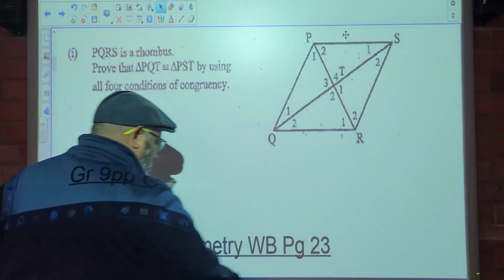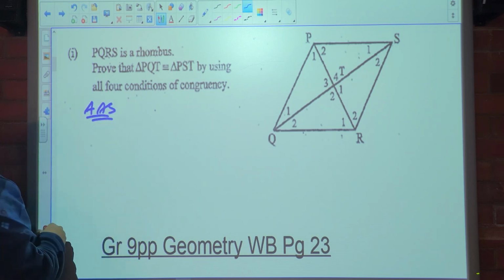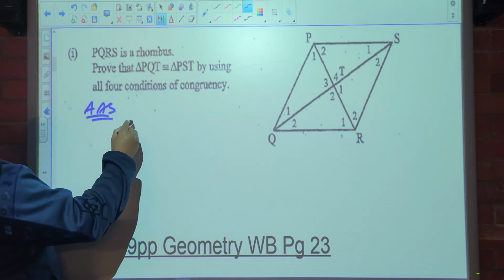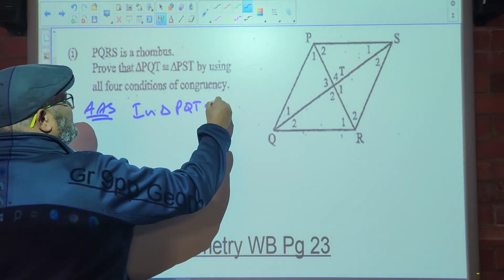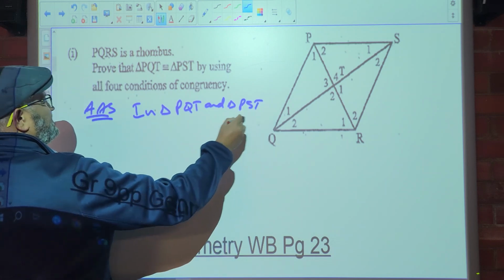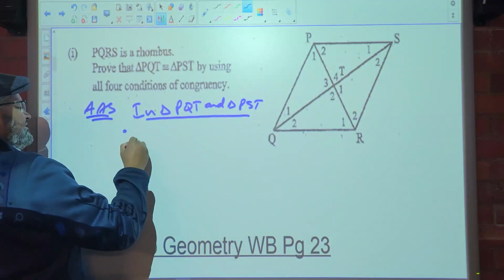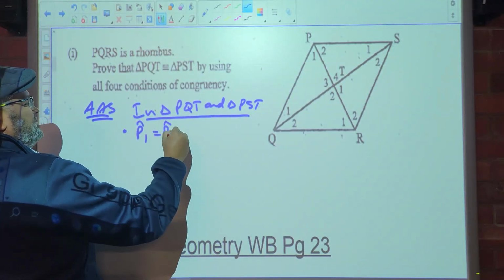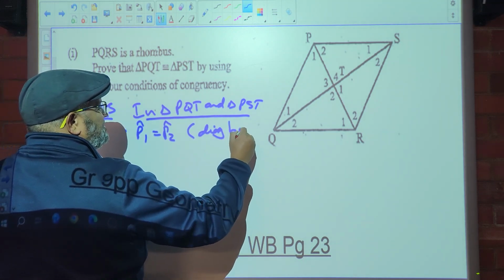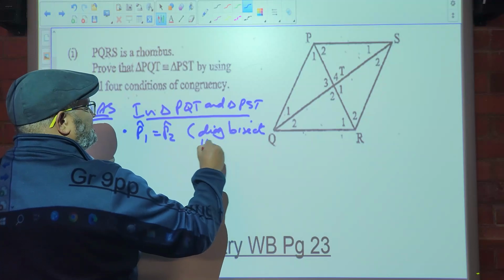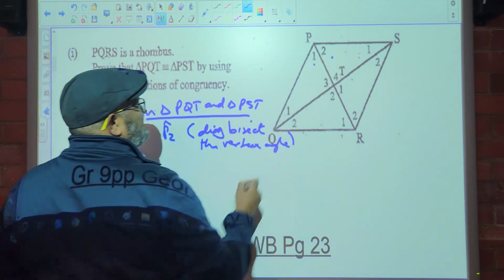Okay, so let's go with the first one. Let's go with our favorite, no? Angle, angle, side. Right. So where do we start? In triangle PQT and triangle PST, what can I say? I'm going to use 2 angles and a side. So angle P1 is equal to P2. Why? Because the diagonal bisects the vertex angle, so that angle is equal to that angle.